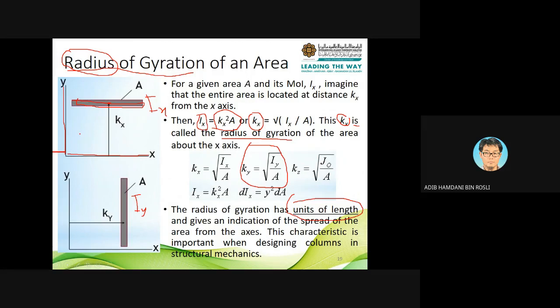For instance, let's take the second one. This area A, how much is it spread from the y-axis? Because you have calculated Iy, you want to find how far away this area is spread. This characteristic is important when you want to design columns. In particular, you may want to use this radius of gyration when designing columns.